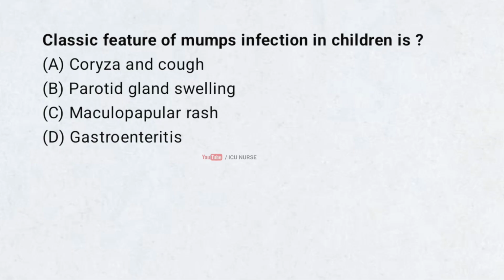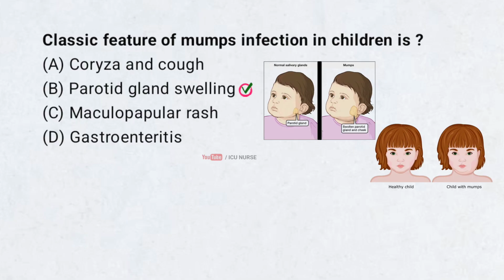Classic feature of mumps infection in children is A. Coryza and cough, B. Parotid gland swelling, C. Maculopapular rash, D. Gastroenteritis. Correct answer B. Parotid gland swelling. Mumps infection is most recognized by painful swelling of the parotid glands, that is parotitis.